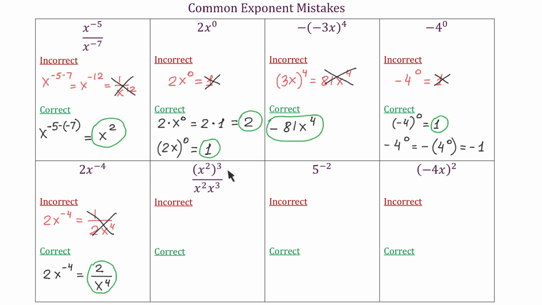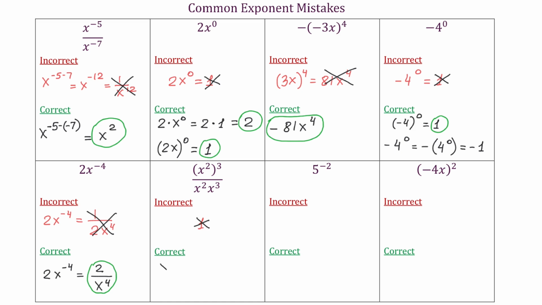Next, we have x squared all cubed over x squared times x cubed. The exponents in the numerator and in the denominator are the same, so these two quantities must be the same. Then, if we divide them, the result has to be 1. But again, this answer is incorrect.